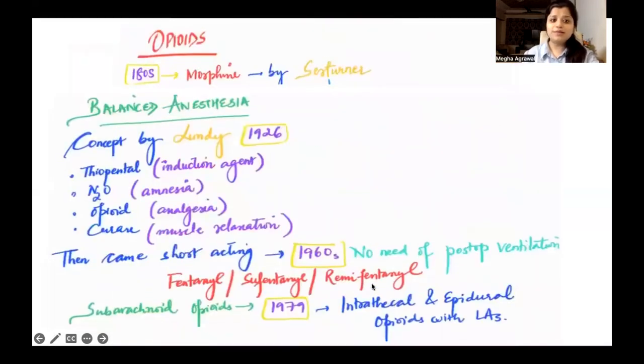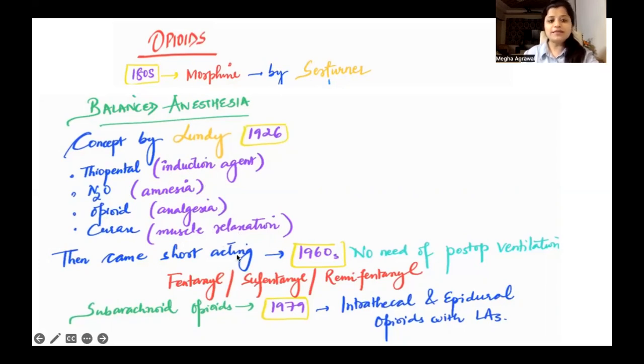Then we come to opioids. In 1805, morphine was discovered by Sir Turner, but a high amount of opioids caused respiratory depression. So the concept of balanced anesthesia came. It was introduced by Lundy in 1926. He used different agents in small amounts so that each caused some effect, but there was no side effect. So thiopental was used as induction agent, nitrous oxide for amnesia, opioid for analgesia, and curare for muscle relaxation.